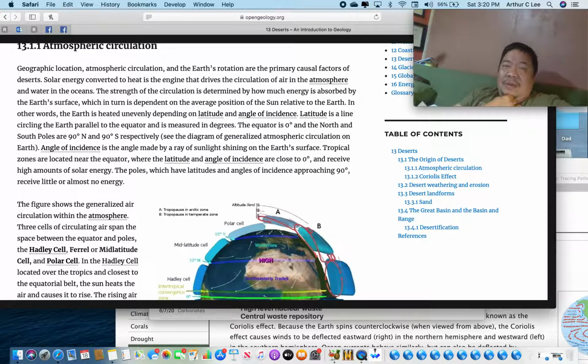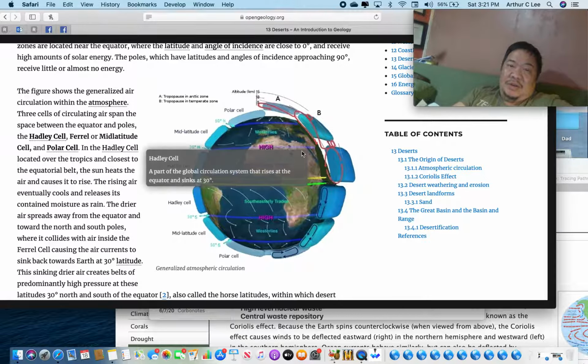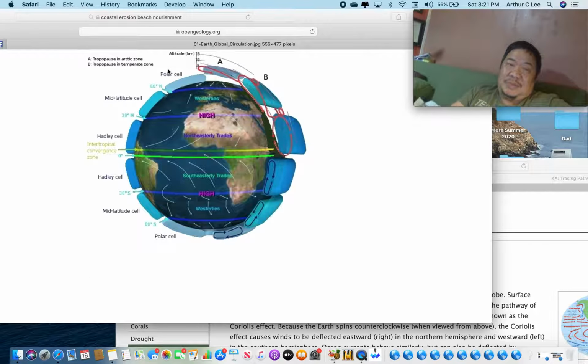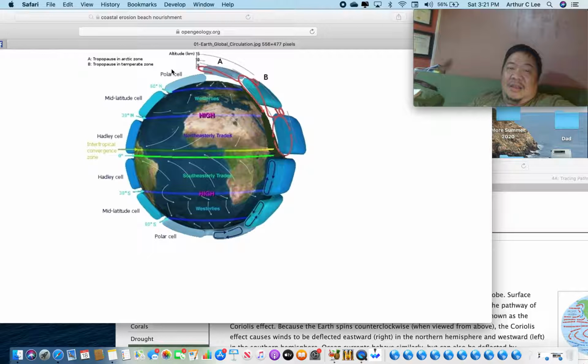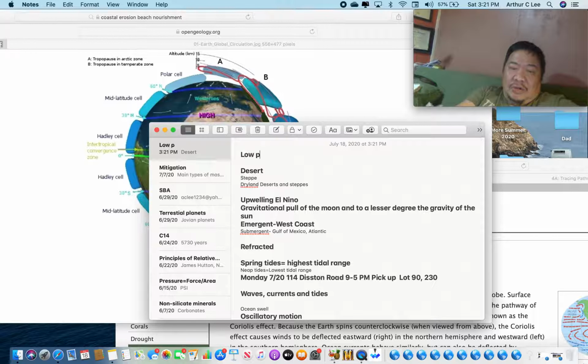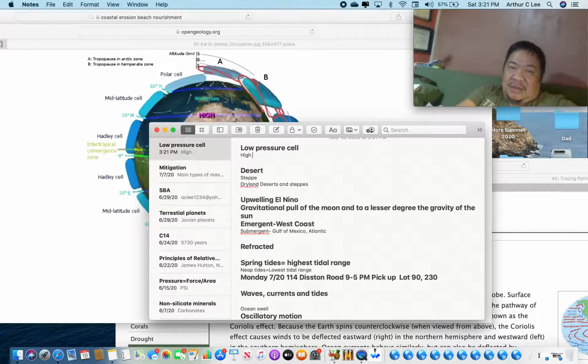Why do we have deserts? Well, there's a variety of different reasons, but this picture here shows you the main reason. There's 3 other reasons besides this main reason, but let's take a look at wind patterns across our planet. And we also need to know what a low pressure cell is in meteorology and a high pressure cell.